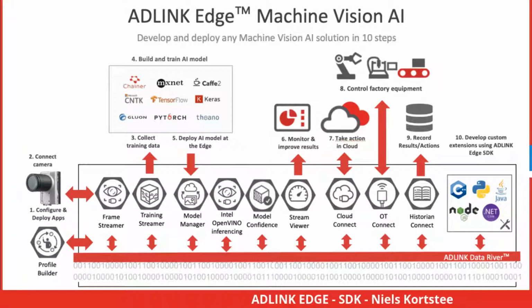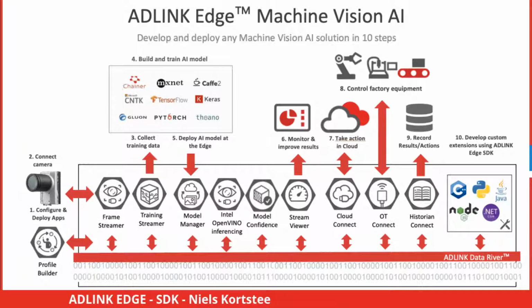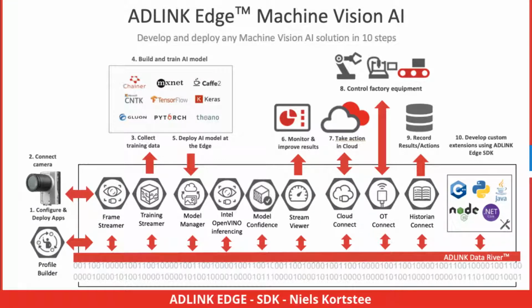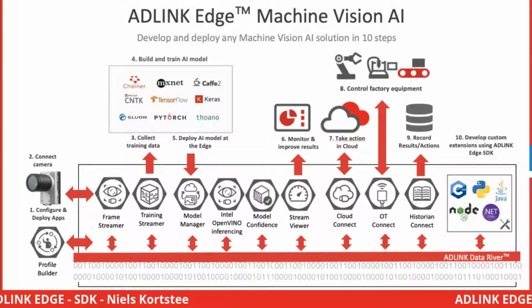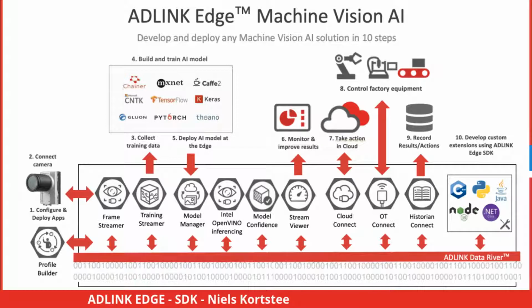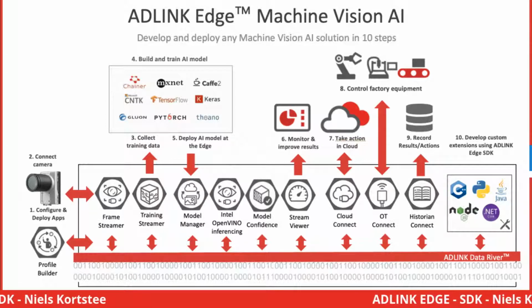You can then just drag the model onto the inference engine, and it will be deployed in real time. And from that point forward, the OpenVINO inference engine will just consume the real-time video and do the real-time inferencing, and publish the results back onto the data river. And then by using the stream viewer, you can effectively look at what the real-time video and the inference result look like.